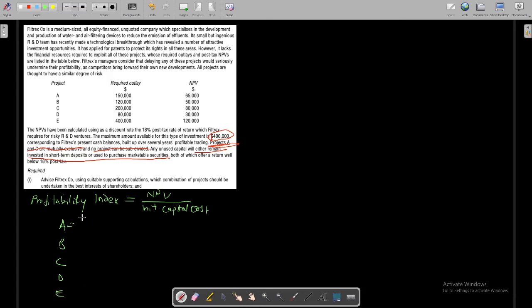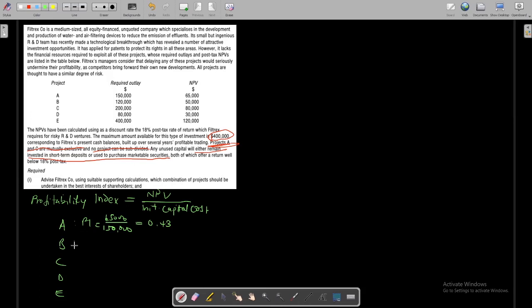Okay, so having noticed this, let's go ahead and calculate the profitability index of all the projects. For project A, the PI is equal to 65,000 divided by 150,000, giving us 0.43.